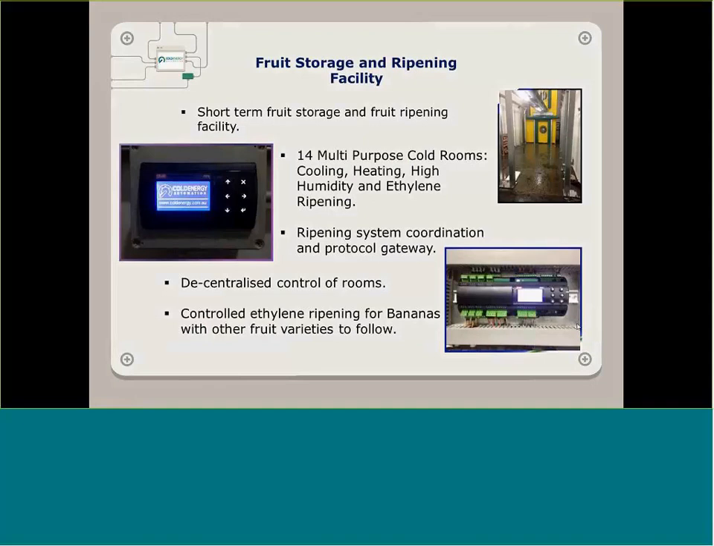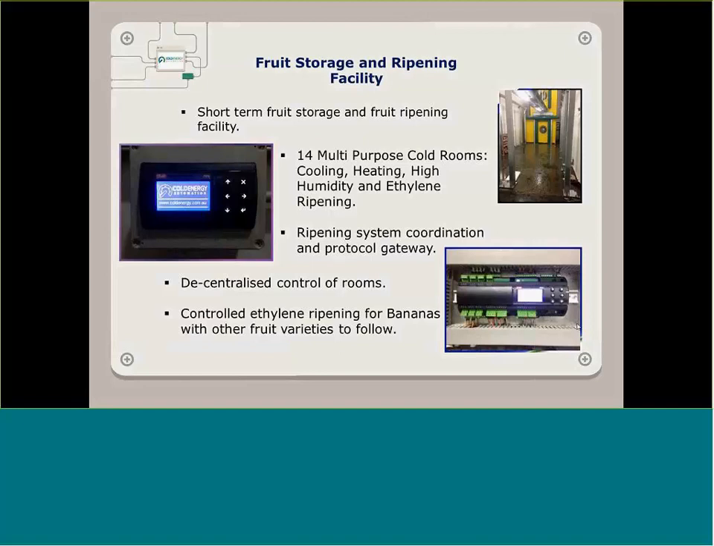So the last application of the three is the fruit storage and fruit ripening facility. This project added 14 multi-purpose cold rooms to the site. Each room can be individually cooled, heated, humidified, and ripen fruit.